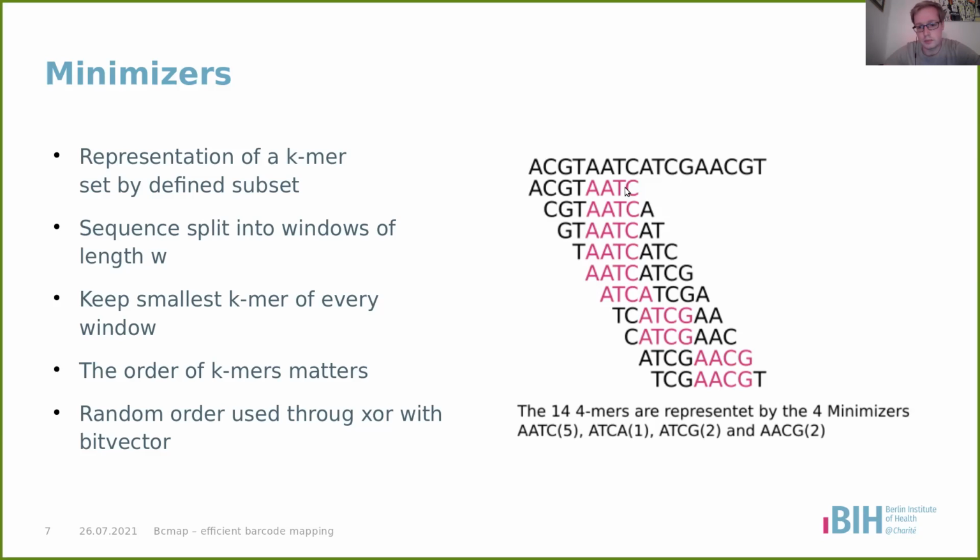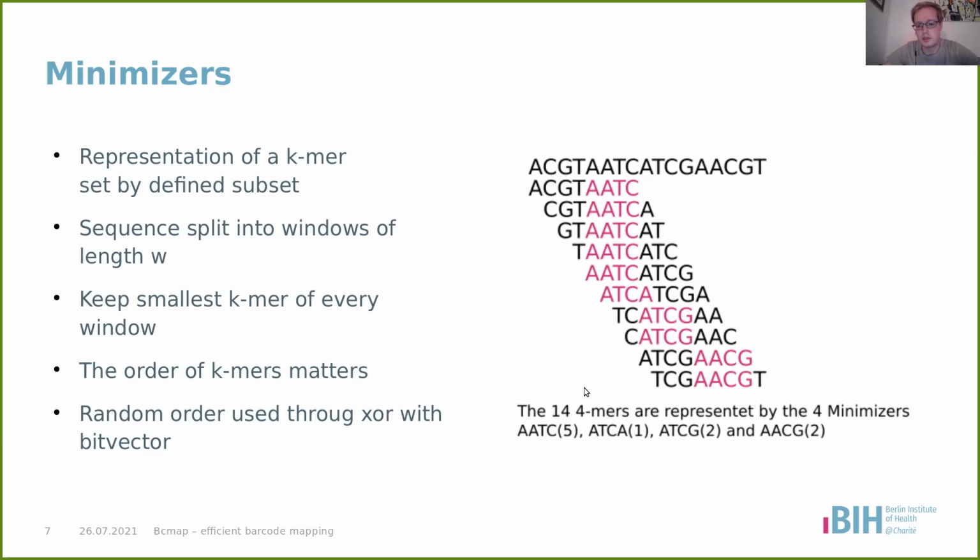And if successive windows have the same minimizer, then it is only kept once. However, in our implementation, we kept track of how often the same minimizer appeared in a row, and we will use that later on. So we can see in this example that the 14 k-mers of the original sequence are represented by just 4 minimizers. However, the order by which we determine which minimizer is the smallest does matter.